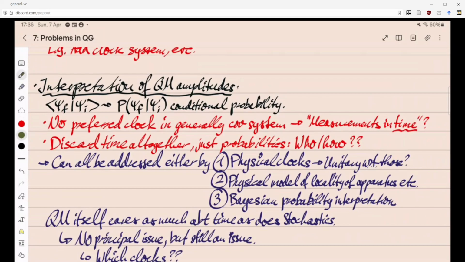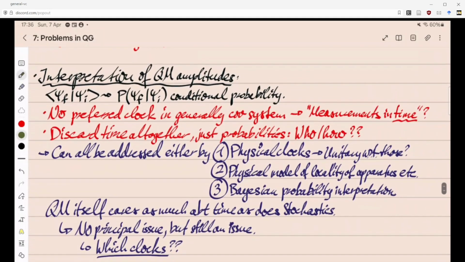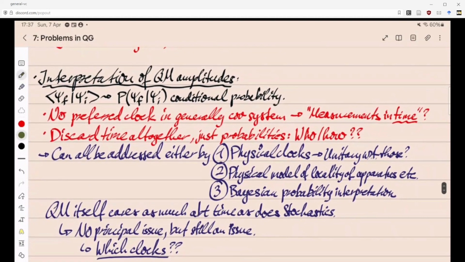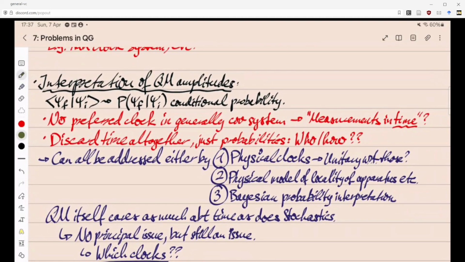So what you can do in general is interpret these amplitudes in a conditional way, as conditional probabilities once you square them. Because there's no preferred clock, you will not have any idea what a measurement at a given point in time means. So instead, you can discard time altogether and use just probabilities. But who is calculating those probabilities? Who do they pertain to? And how do people know about the probabilities? This is a question about in which way you interpret them.